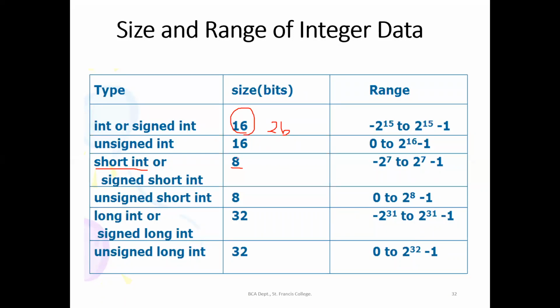Short int will be allocated less than integer. And long int will be allocated double that of integer. Long int will be allocated 32 bits. If you have 32 bits, what will be the last value which can be stored using 32 bits? If there are 16 bits, 2 raised to 16. If there are 32 bits, you can store up to 2 raised to 32.